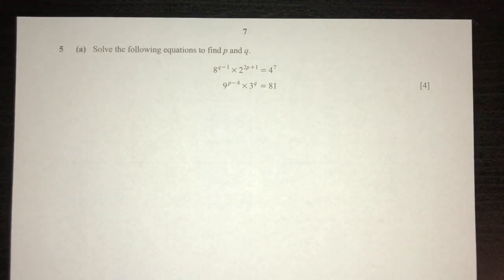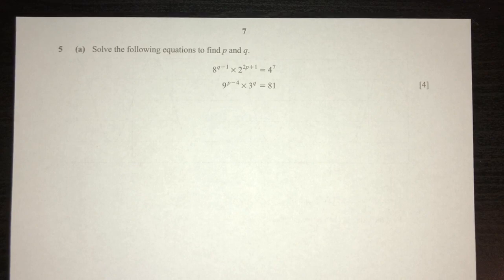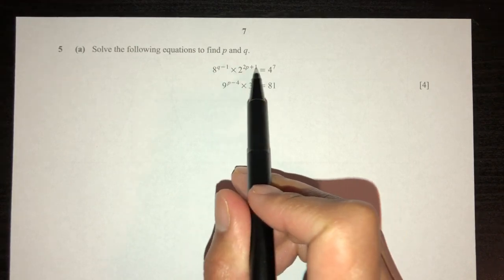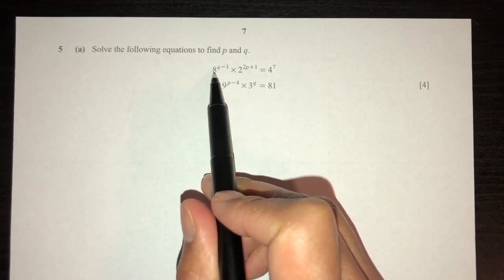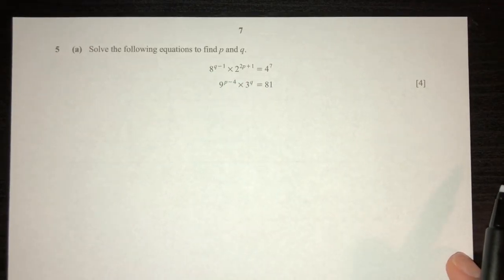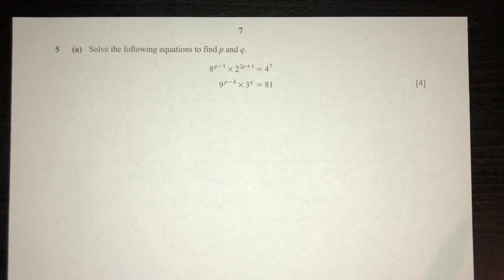So we have to solve the following equations to find P and Q. So we have to first simplify the equation. Let's look at one by one. From the first equation, you observe that we have powers, right? And we have the bases of 8, 2, and 4. So what do they have in common? You see that the numbers 8, 2, and 4 are all multiples of 2.